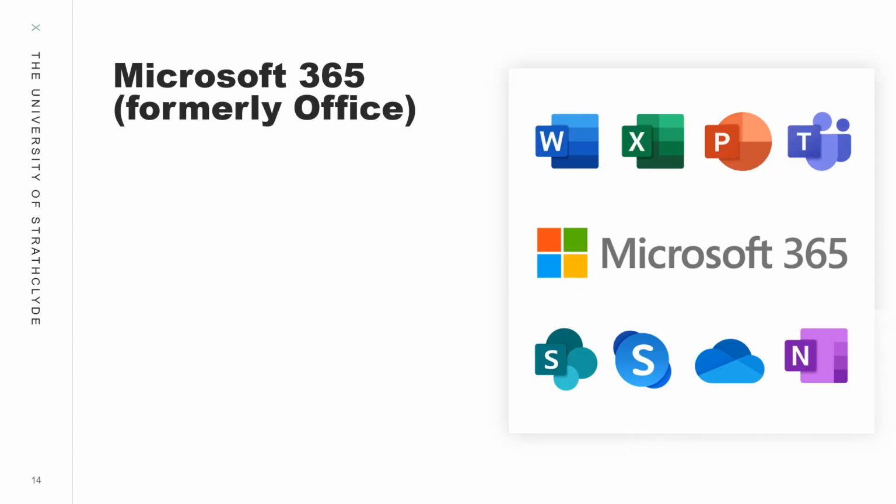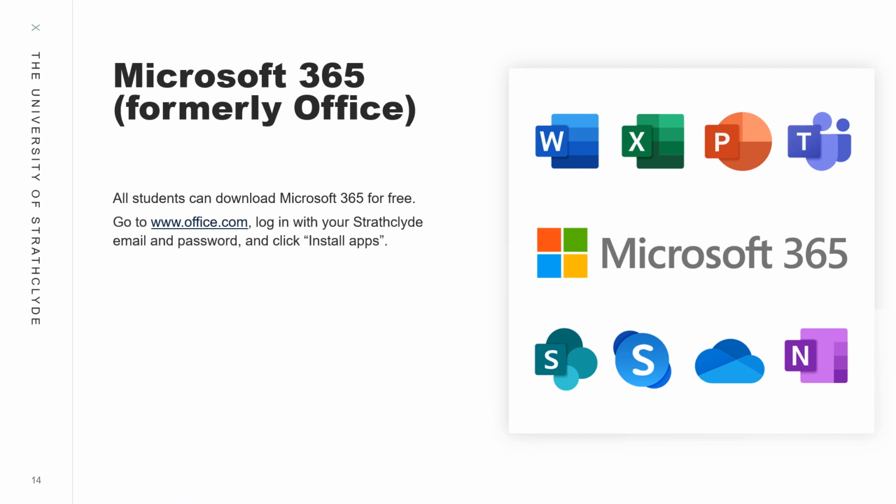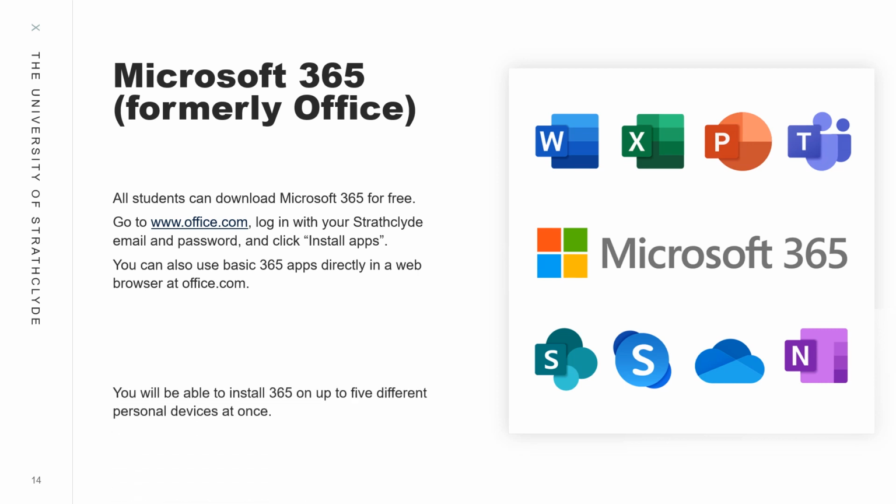Moving on to Microsoft 365, which was formerly known as Microsoft Office, all students can download this for free. Just go to www.office.com, make sure that you're logging in with your Strathclyde email address and password, and on the front page there will be a button that says Install Apps. You can also use Office apps directly in a web browser at office.com, but these are quite limited versions and you would be better to ensure you have the full version installed.